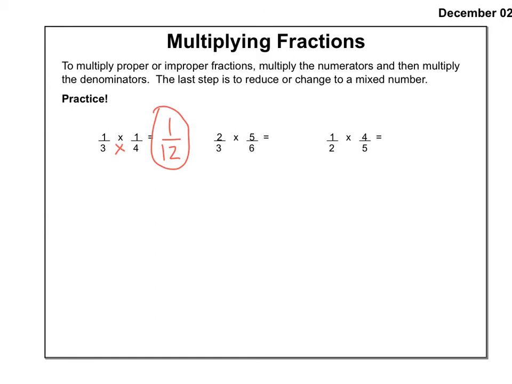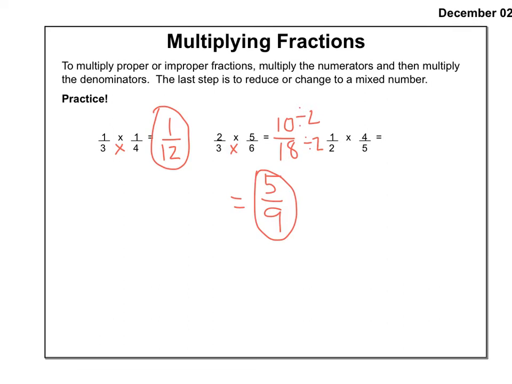We have 2/3 times 5/6, so we do 2 times 5 to get 10, and 3 times 6 to get 18. Now 10 and 18 have a common factor. We can divide both by 2. So 10 divided by 2 is 5, and 18 divided by 2 is 9. So our final answer would be 5/9.